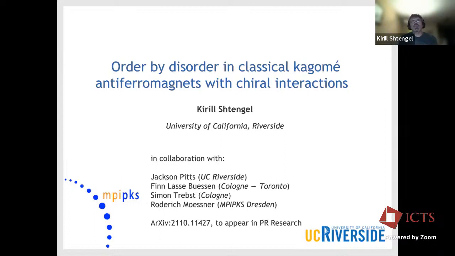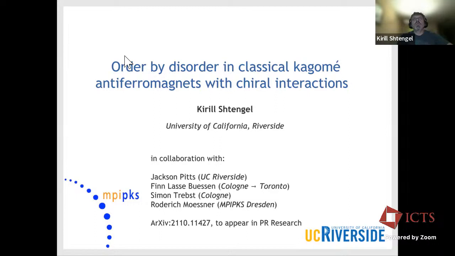So I would like to tell you the story that was done over a couple of years in collaboration with my then student at UC Riverside, Jackson Pitts, and also with Finn Lassibussen, who is now at the University of Toronto doing his postdoc, who was a graduate student with Simon Trebst in Cologne. And it so happened that Simon Trebst gave him basically the same problem that I gave Jackson Pitts. I was visiting Simon, and we talked, and it turned out that basically our students were doing very similar problems. And so it made sense to join our forces. And in the meantime, I also visited MPI-PKS at the Max Planck Institute in Dresden, where I talked a lot to Roderick Mersner, who is also part of this collaboration. And the paper has been accepted and about to appear in PI Research.